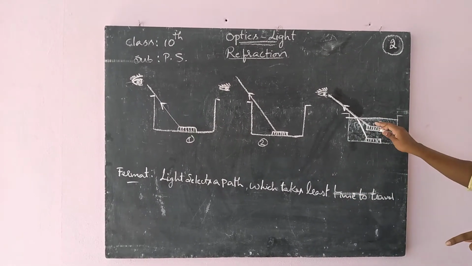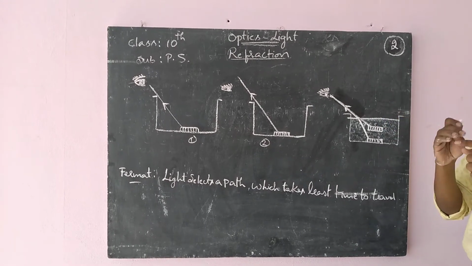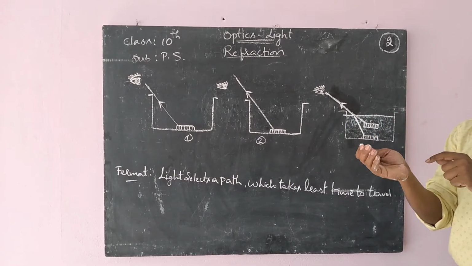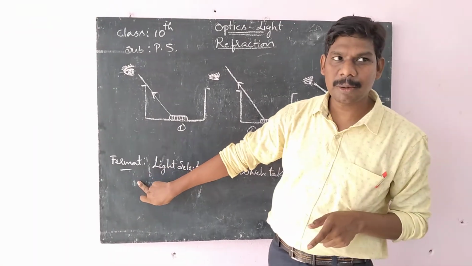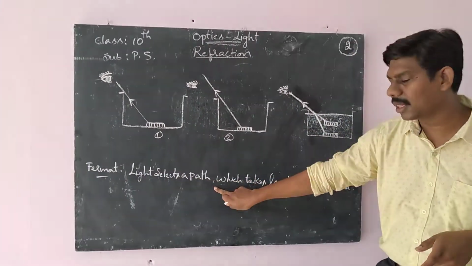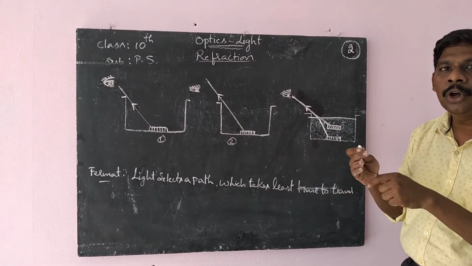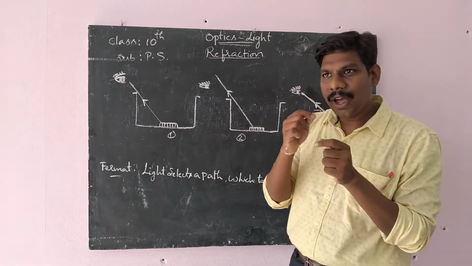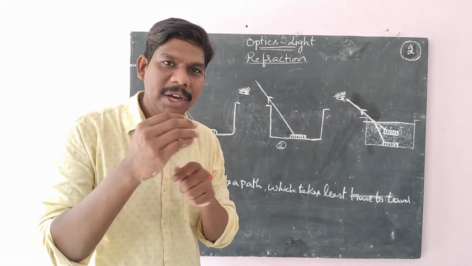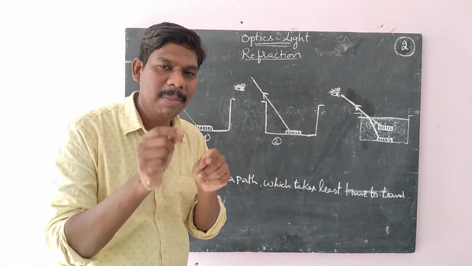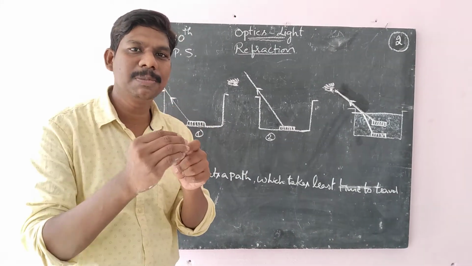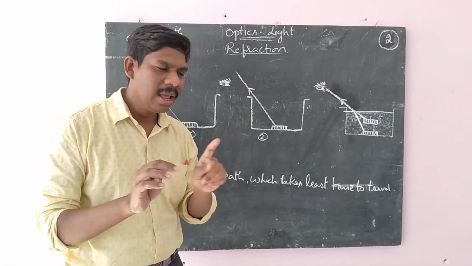Why? When there is a change in medium, the light chooses a different path to travel based on Fermat principle. What is the Fermat principle? Light selects a path which takes the least time to travel. So when the light travels from one medium to another medium, what happens? The basic concept is that there is a change in speed of light. Change in speed of light.